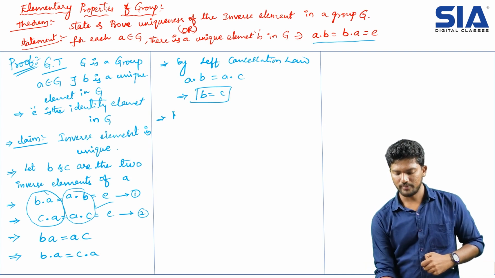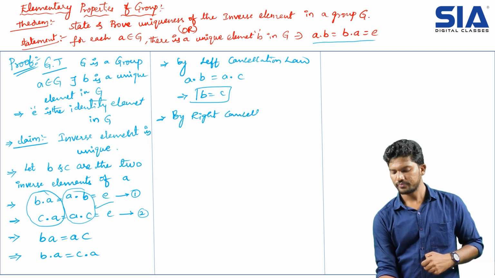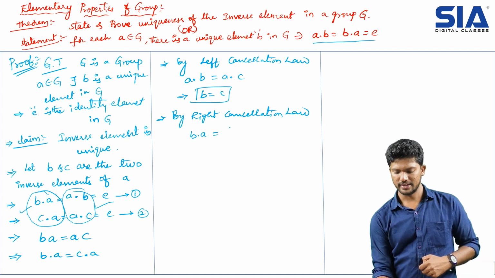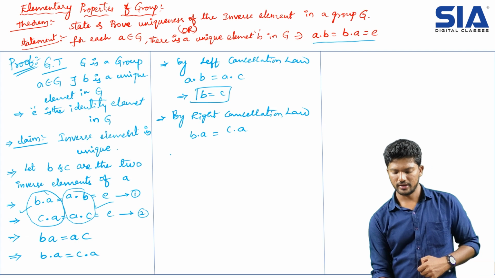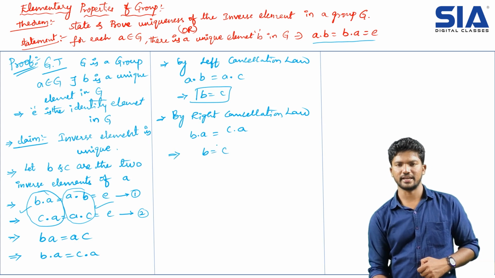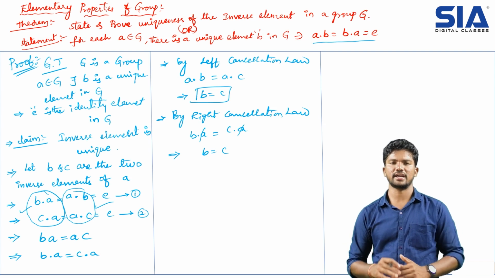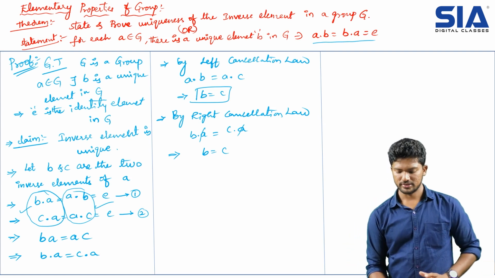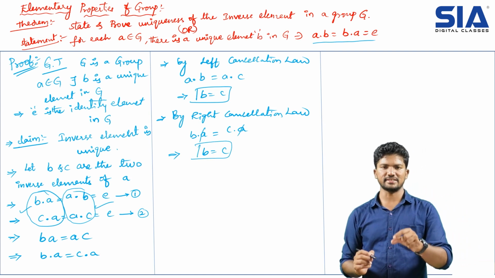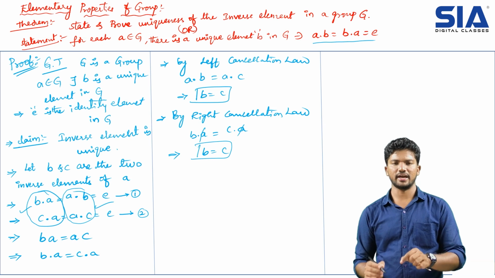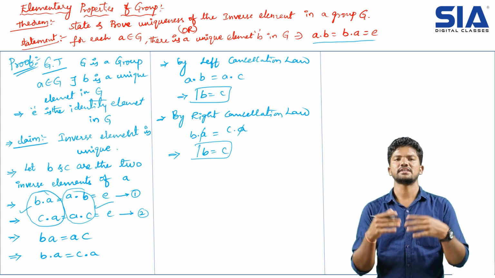By the right cancellation law, if you take B into A is equal to C into A, then you can write B is equal to C. By right cancellation, this small a gets cancelled because it is on the right side of each part of the equality. So by the left cancellation law we got B is equal to C, and by the right cancellation law we got B is equal to C. Here B and C are the individual inverses of the element small a.